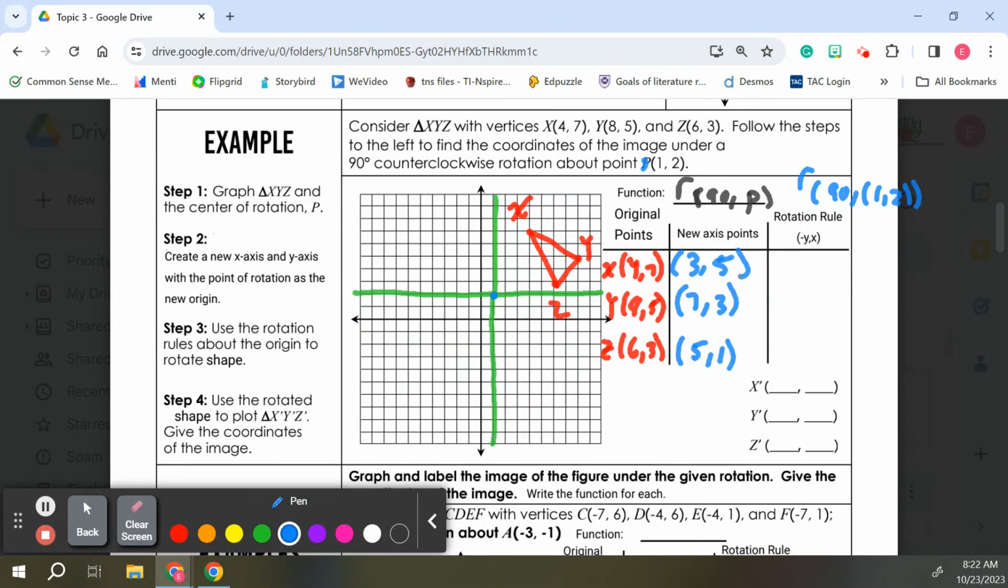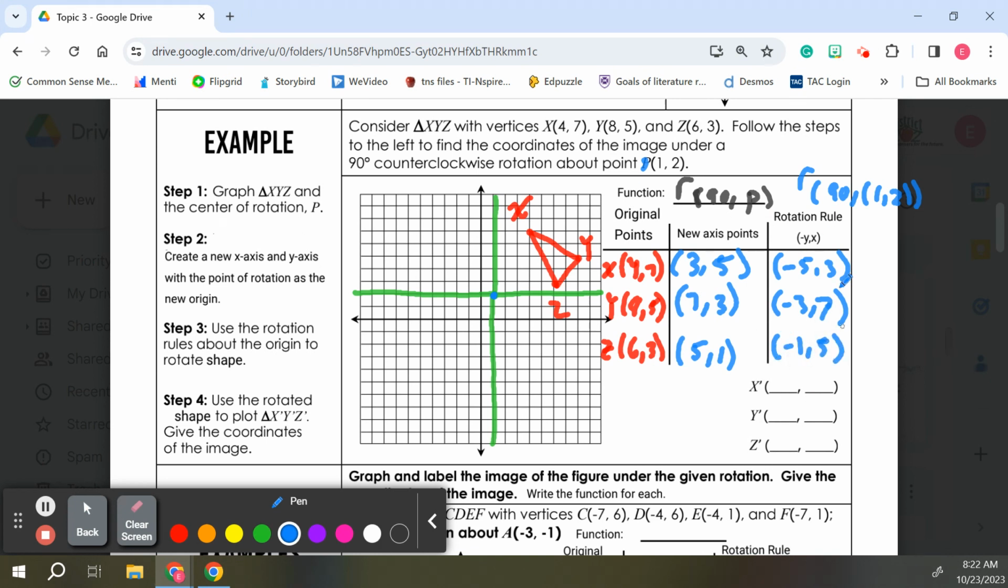Okay, so those are our new points, which we use to help us rotate, but are they actually accurate? No. But since this is our new origin, we can now use our foldables and apply the rotation rule. In this case, 90 degrees counterclockwise is (negative y, x). So I'm going to apply that to these new points. So this will be (negative 5, 3). This will be (negative 3, 7). This will be (negative 1, 5).